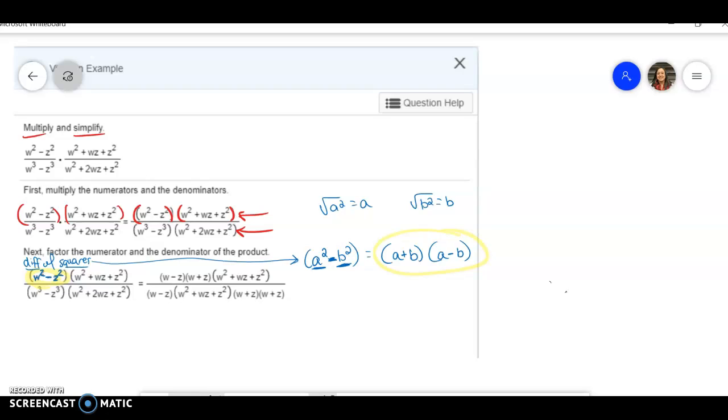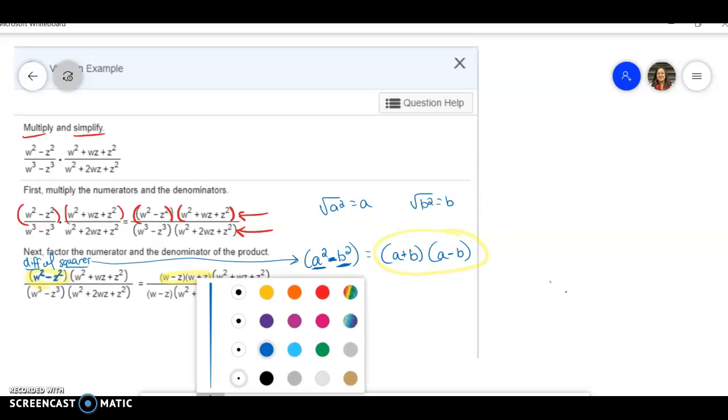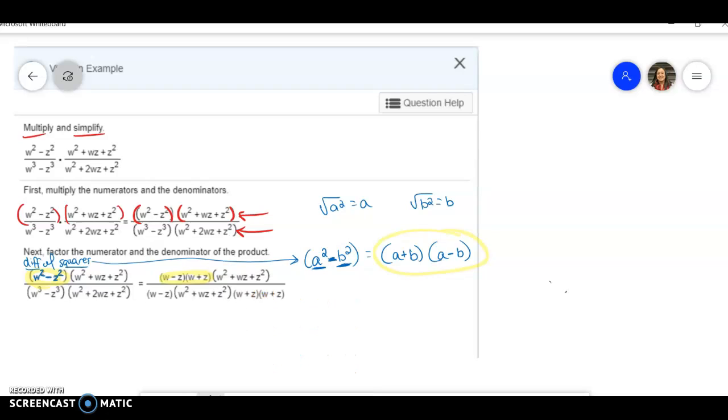Now, if you follow what they did, I'm going to circle this. This is what they factored right here. The square root of w squared was w. The square root of z squared was z. And then they had their plus and their minus sign. It doesn't matter which sign you put first, the plus or the minus. So they factored that in yellow. Then the w squared plus wz plus z squared, they just brought that over.